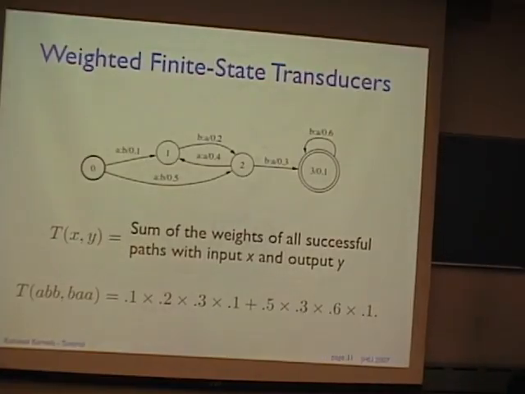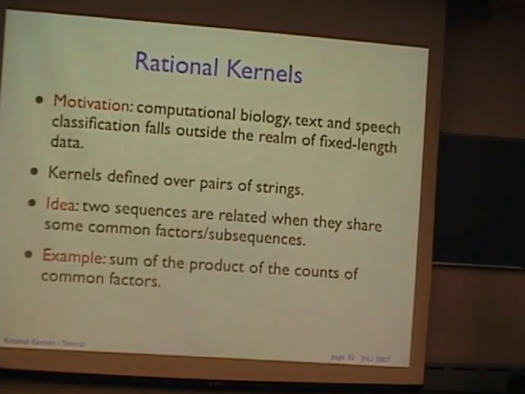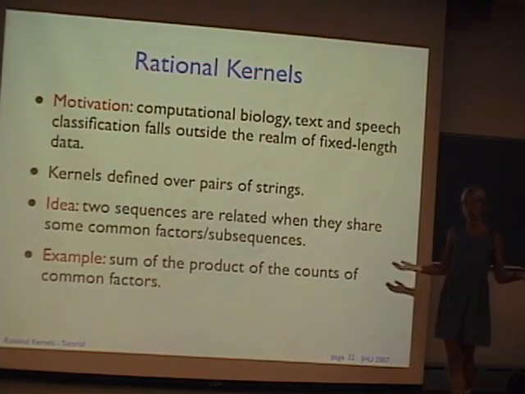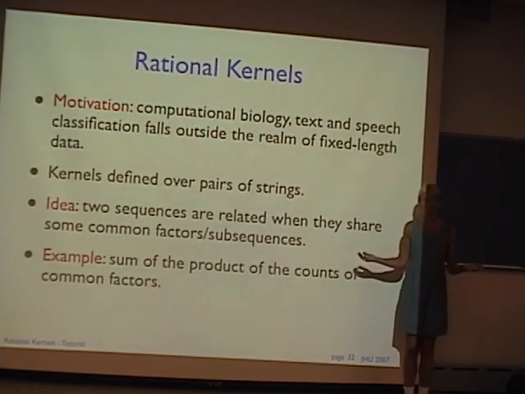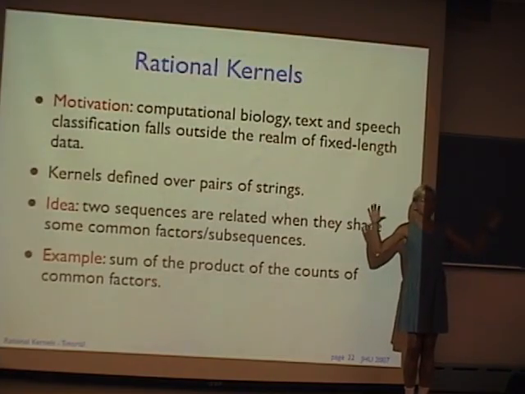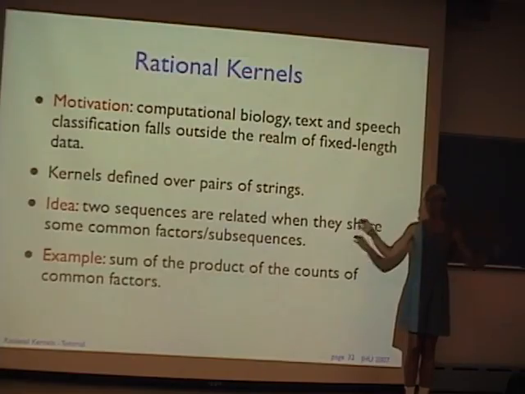Okay? Now, as I say, when we go to computational biology, text and speech processing, we have a lot of variable length input streams. So if we want to do anything with SVMs, then we have to somehow define kernels or similarity measures between these strings or distributions over strings. You get a lattice, right, as an output from a speech recognizer. So we have to find a way of defining kernels between lattices or between strings.